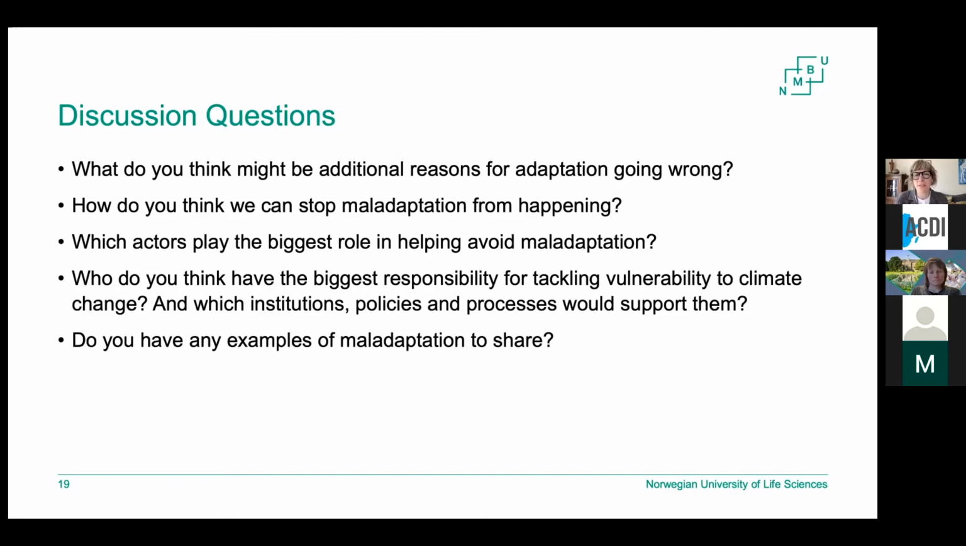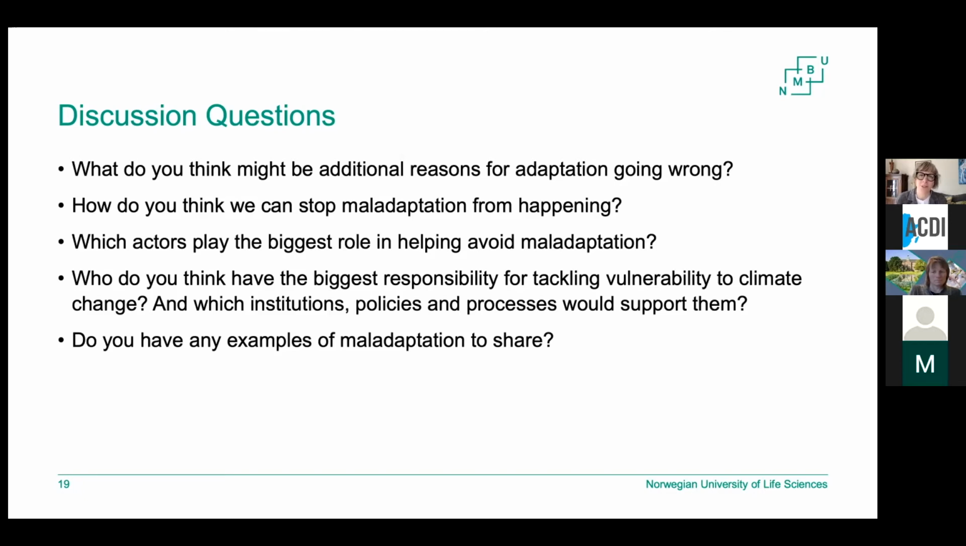It's really difficult. It's very easy to see with hindsight that, oh, this went wrong. It's much more difficult to see as something is happening. In this paper, we've identified a number of things that we think are probably part of the recipe for disaster, if you want, but what could be additional things that we might be able to see in advance? And then also, who are the actors who might be really important to make sure that we can avoid maladaptation? Or who has the biggest responsibility for tackling vulnerability to climate change in general? So which institutions, policies, and processes might support them?